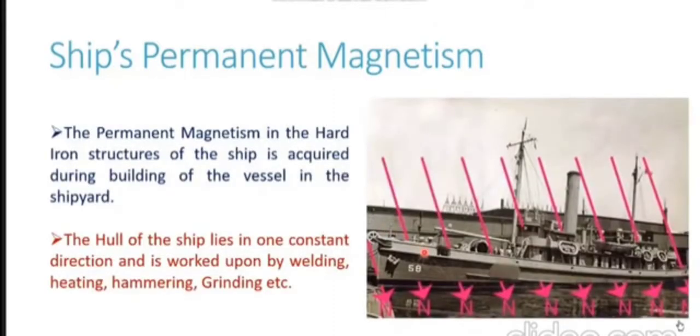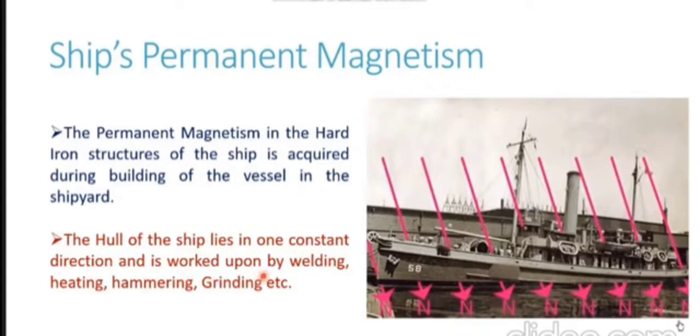The ship remains in this position till the time the construction of the ship is complete. In a yard or in a dock, when you start the shipbuilding, laying down the keel of the ship, it remains in the same orientation till the time it is ready to be launched for sea trials. So the Earth's magnetic field will keep on affecting the ship in this particular orientation only. You can see the magnetic field lines are entering from the top deck of the ship and they are leaving out from the keel of the ship. So the hull of the ship lies in one constant direction and is worked upon.